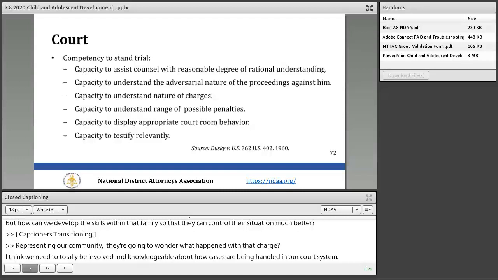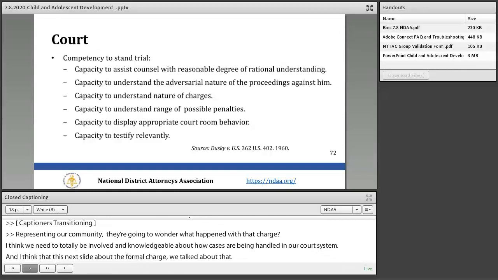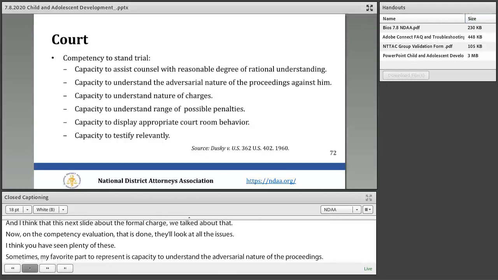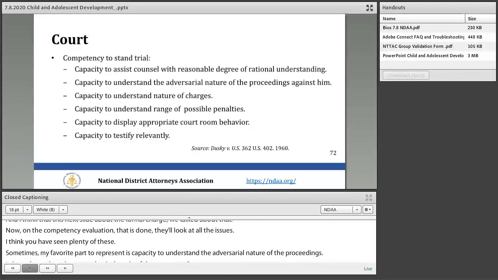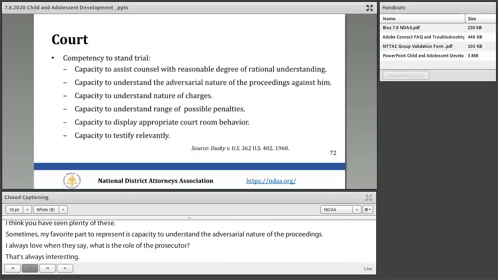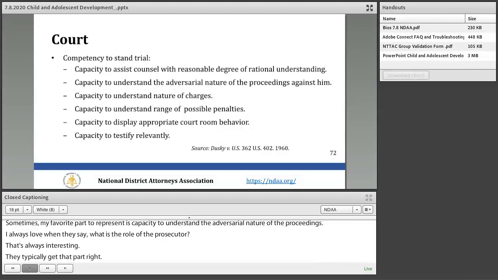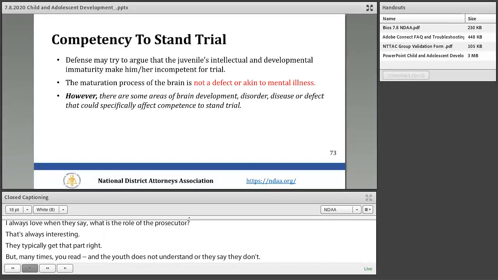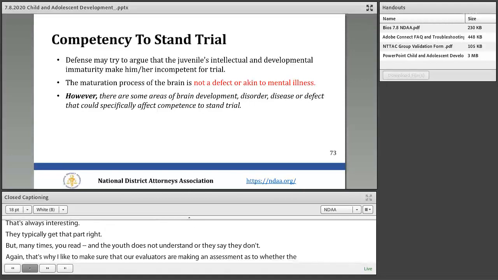And I think this next slide about the formal charge, we talked about that. The competency evaluation is done. They will look at all these different issues, and I'm sure y'all have seen plenty of these. Sometimes my favorite part to read is that capacity to understand the adversarial nature of the proceedings, and I always love how they say, what is the role of the prosecutor? That's always interesting. They typically get that part right. But many times you read and the youth really doesn't understand, or they say they don't. And that's, again, why I like to make sure that our evaluators are making an assessment as to whether the youth is faking good or faking bad.